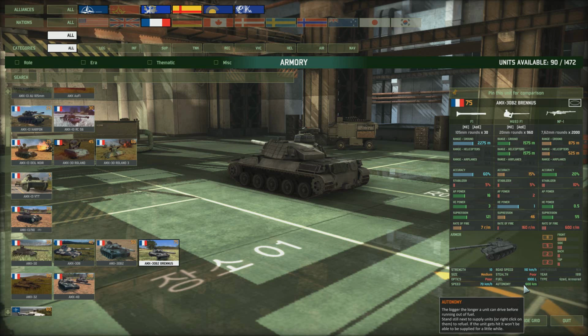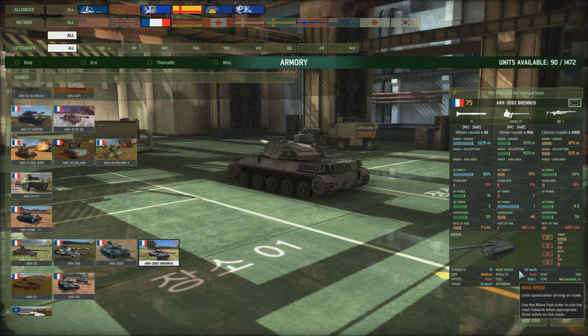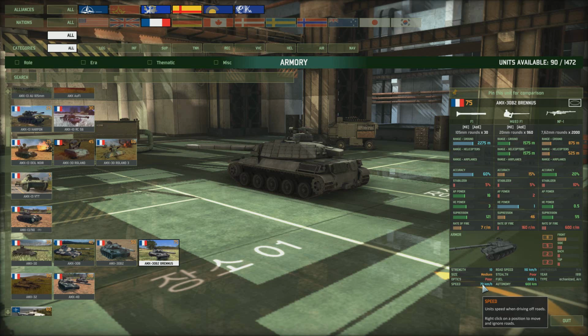Now, other things that are important to understand about stats is how terrain affects movement. Now, wheeled or tracked vehicles can drive along the roads, and they are restricted to a certain speed on the road. So in this case it's 110 kilometers per hour, which is pretty damn quick on the road, and they're also restricted to a slightly different speed off-road, and in this case it's 70 kilometers an hour, which still isn't too bad. This is a tracked vehicle after all.